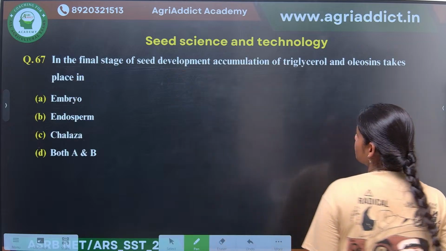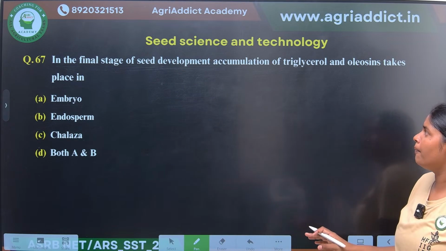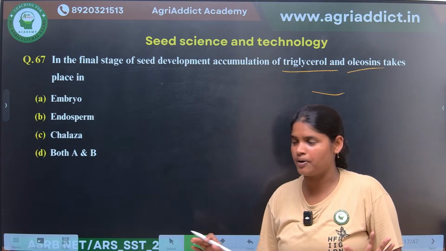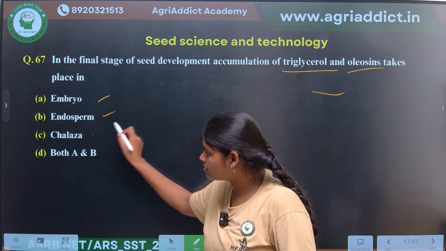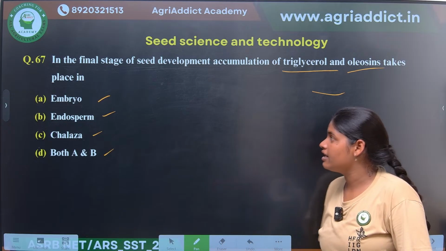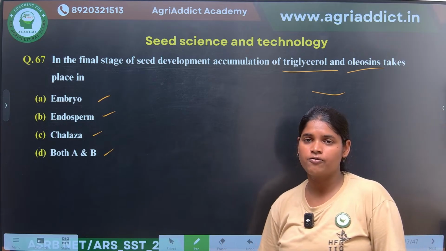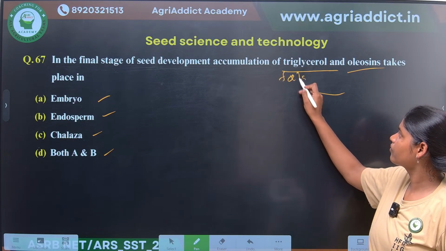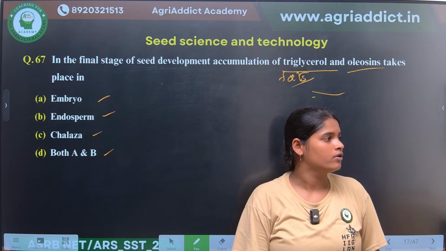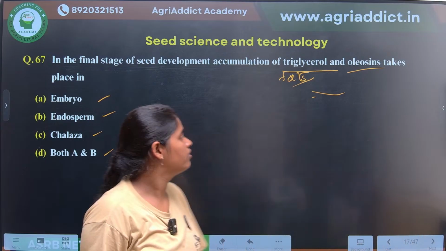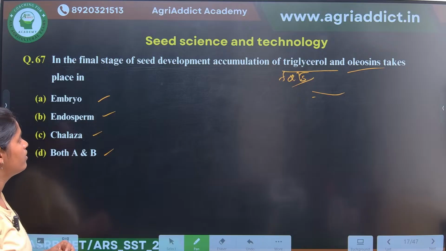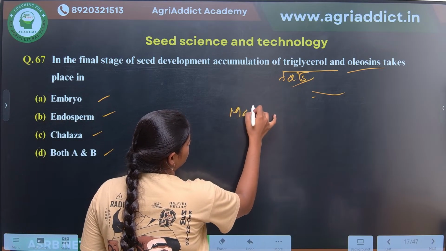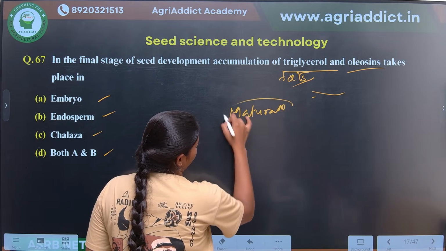The next question is, in the final stage of seed development, accumulation of triglycerols and oleosins takes place in which part? Options are embryo, endosperm, chalaza, and both A and B. Final stage of seed development, accumulation of triglycerols. I'll simplify, triglycerols means fats. Okay? Answer this question. Accumulation means maturation, drying.